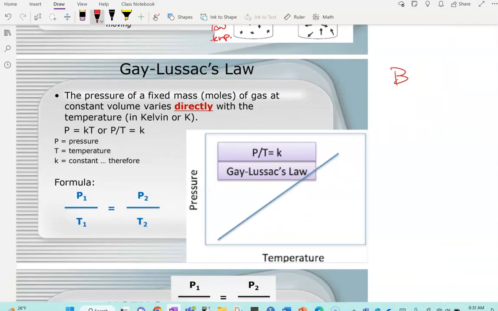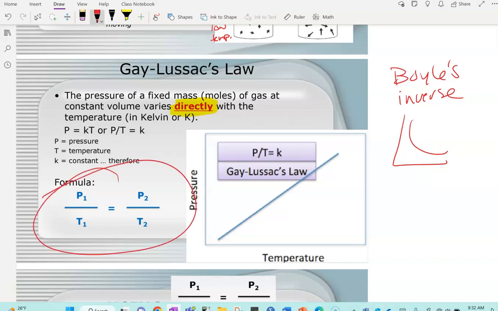So Boyle's law was what we call an inverse relationship. Okay, because as the volume increased, the pressure decreased, and as the volume decreased, the pressure increased. That's called an inverse relationship. However, Gay-Lussac's law, this is what we call a direct relationship, because as one variable goes up, so does the other. As one increases, so does the other. As temperature goes up, pressure increases. As temperature goes down, pressure goes down.